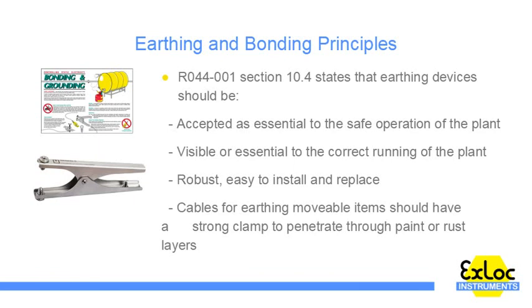C. They should be robust and so installed that they are not affected by high resistivity contamination, for example by corrosion products or paint. D. They should be easy to install and replace. E. Cables for earthing movable items should be equipped with a strong clip or clamp capable of penetrating through paint or rust layers. The clip or clamp should be attached before the operation commences and should remain in place until the operation has been finished and all hazardous electrostatic charges have been eliminated.